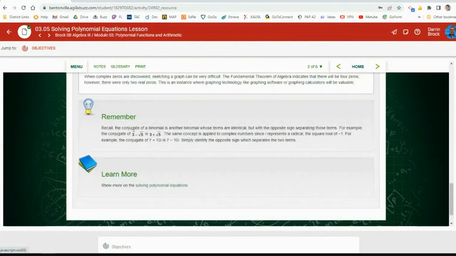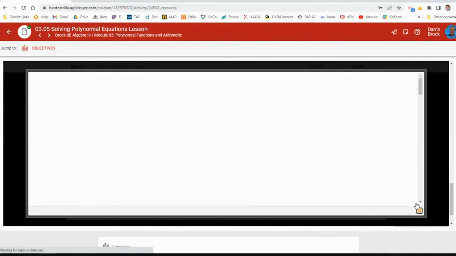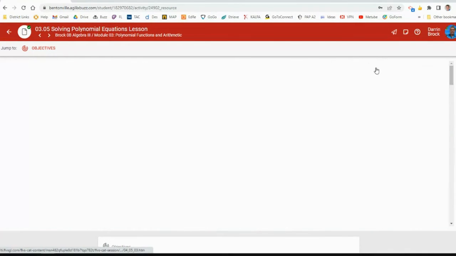And remember, the conjugate of a binomial is another binomial whose terms are identical, like the conjugate of 3 minus the square root of 5 is 3 plus the square root of 5. If it's imaginary, 7 plus 10i, 7 minus 10i. It talks more about solving polynomial equations here. So solving equations is what it all really is about.